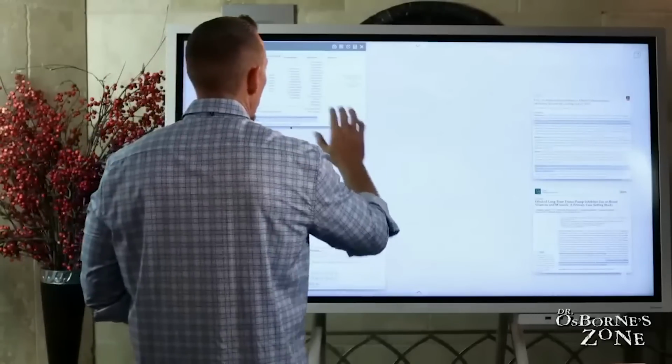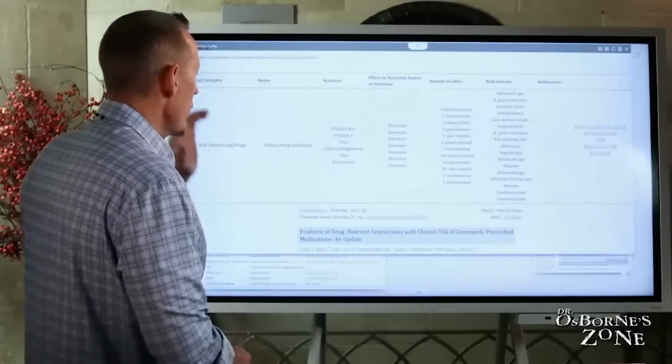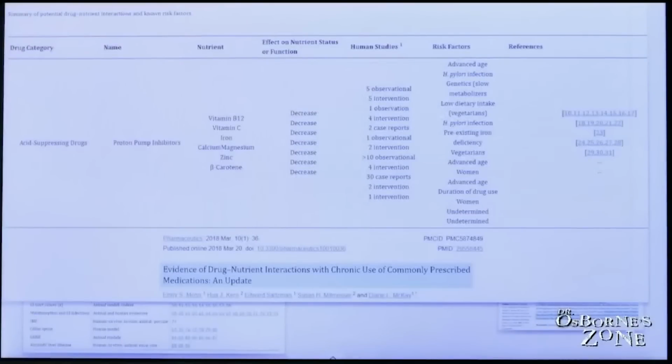So what you're looking at here is a summary of potential drug interactions and known risk factors. This was published in Pharmaceutics, Evidence of Drug-Nutrient Interactions with Chronic Use of Commonly Prescribed Medications. And you can see here we're talking about antacids or acid-suppressing drugs, in this case, proton pump inhibitors. You can see a decrease in the following nutrients: B12, C, iron, calcium, magnesium, zinc, and beta-carotene. And over here, if you want to chase this reference down, are all the research studies where they've looked at this and found these to be true. And these are human studies, just so you know.